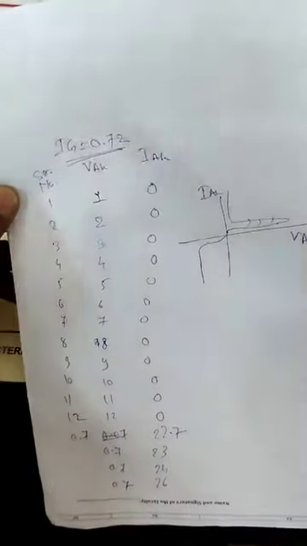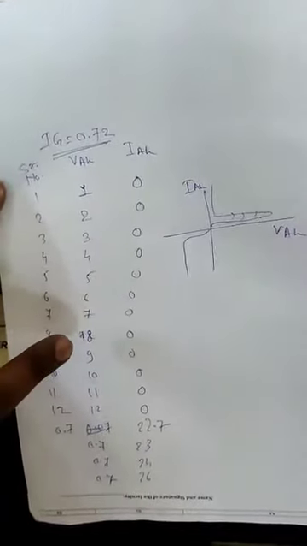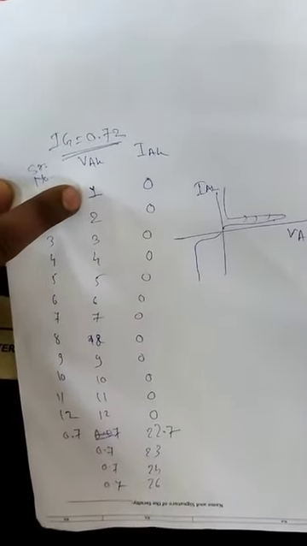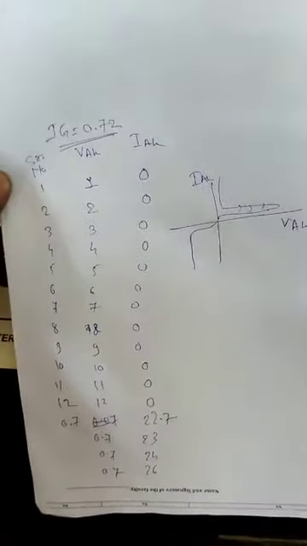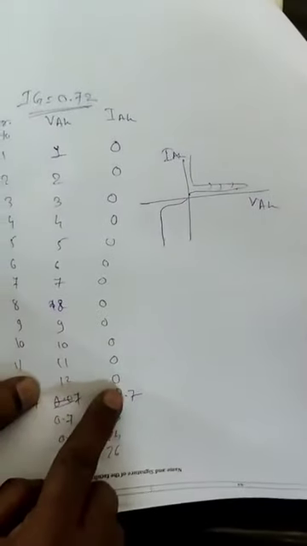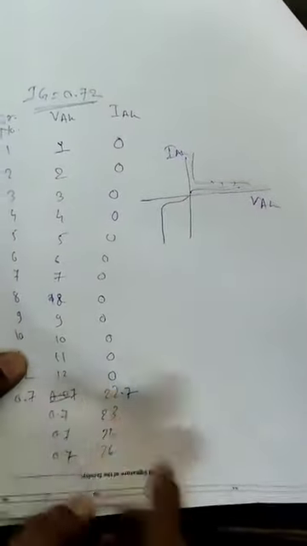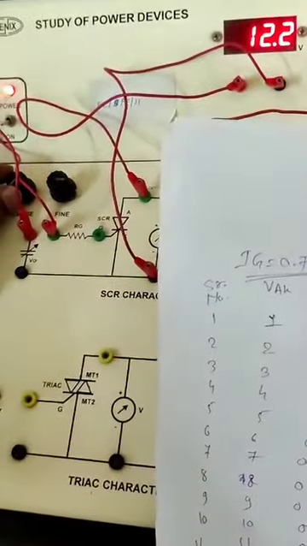So what about the reading? You have to take the reading in this manner. This is serial number 1, then VAK, then IAK. According to the reading, when VAK is 1, the current will again be 0. Up to 12 the current is 0, but after 12 you have to give the gate voltage.